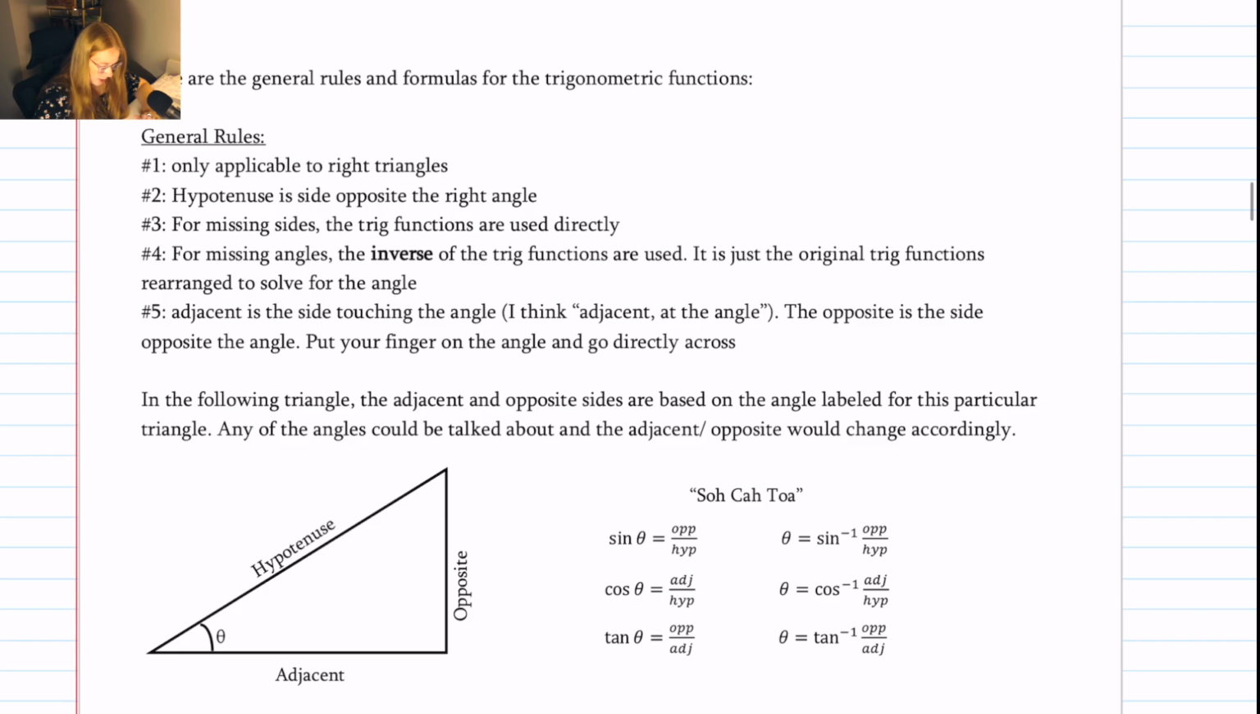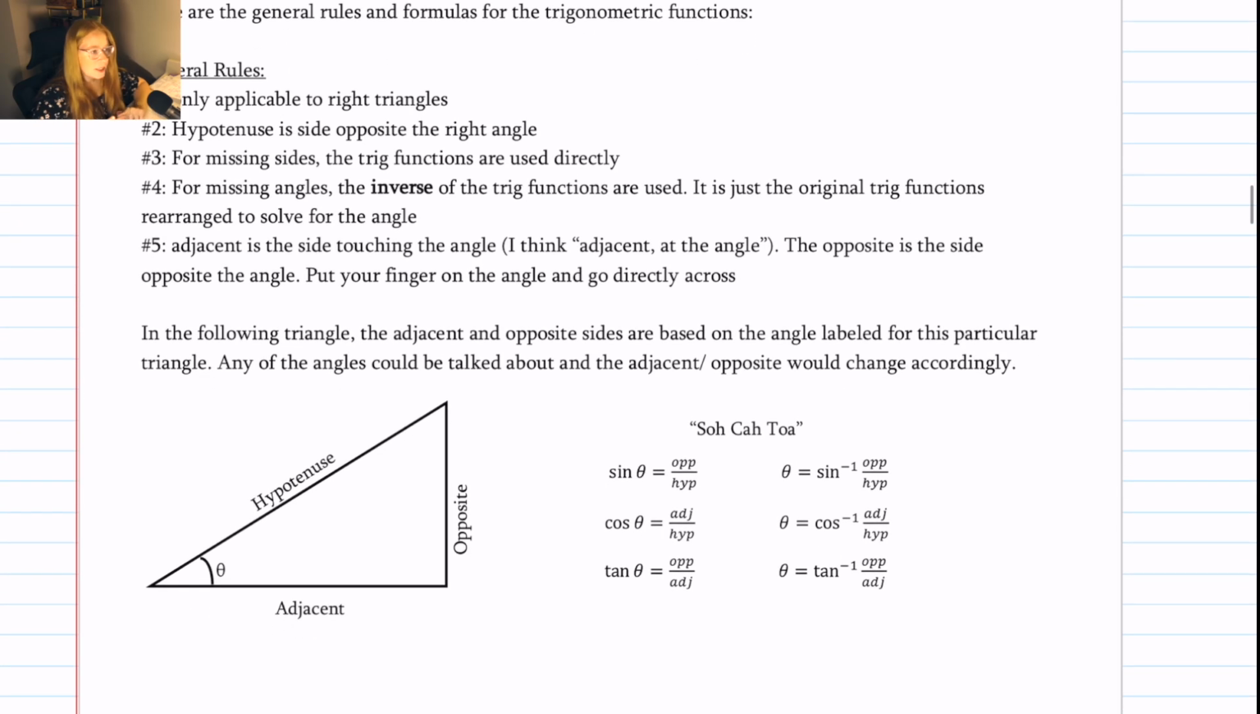Okay, so then we get into trig functions. The trig functions are sine, cosine, and tangent. And there's a few general rules. First of all, you can only apply them to right triangles. So if you have an isosceles, don't do trig. The second is that the hypotenuse is the side opposite to the right angle, exactly what I told you before. You have the hypotenuse, directly across from the right angle. And that's always true.